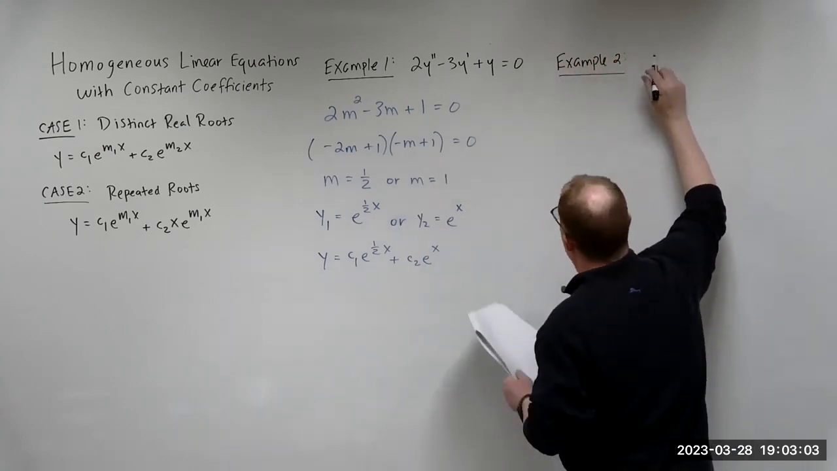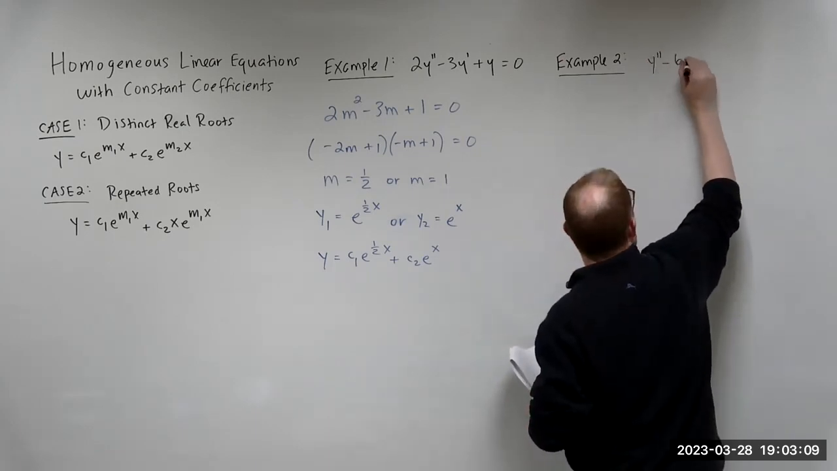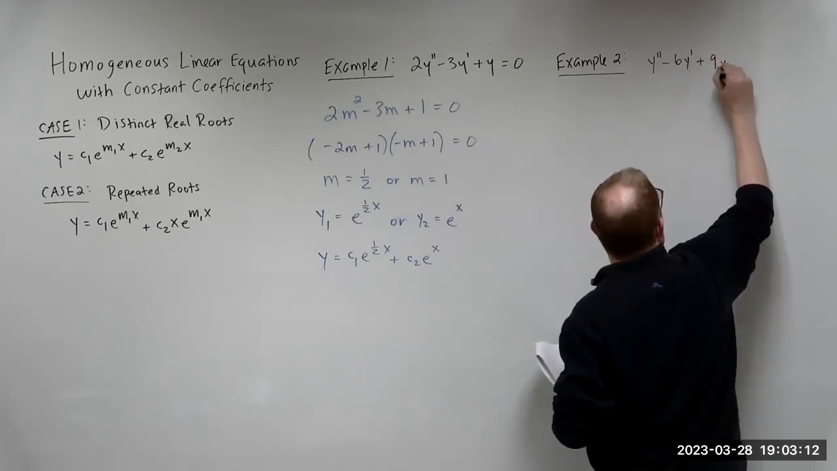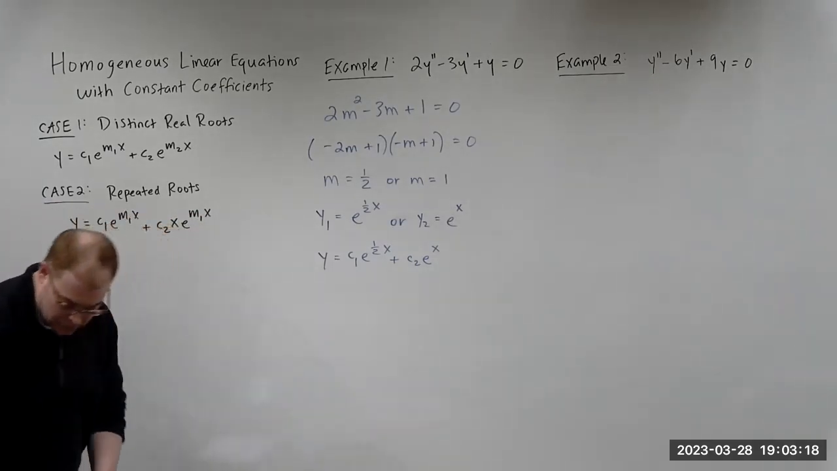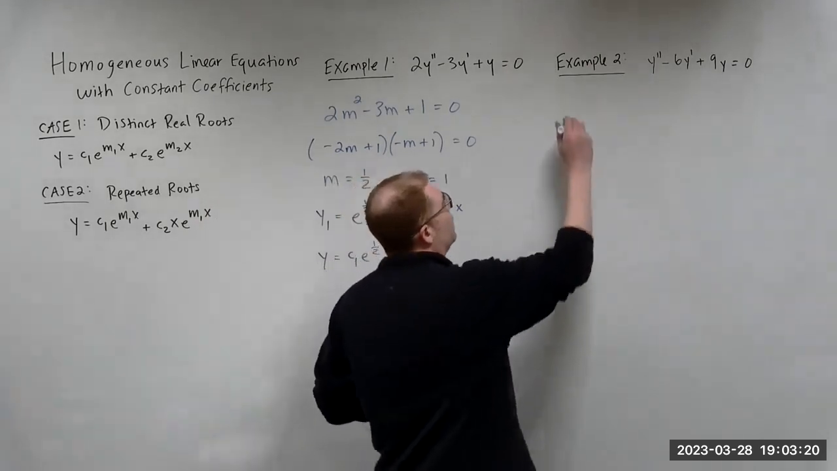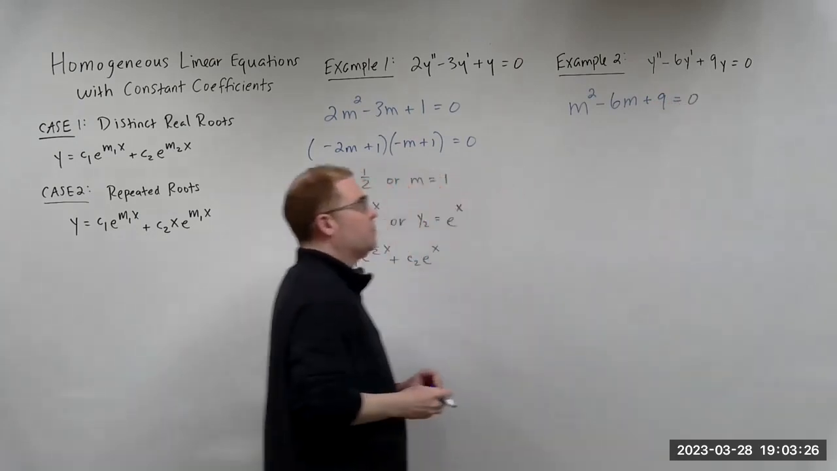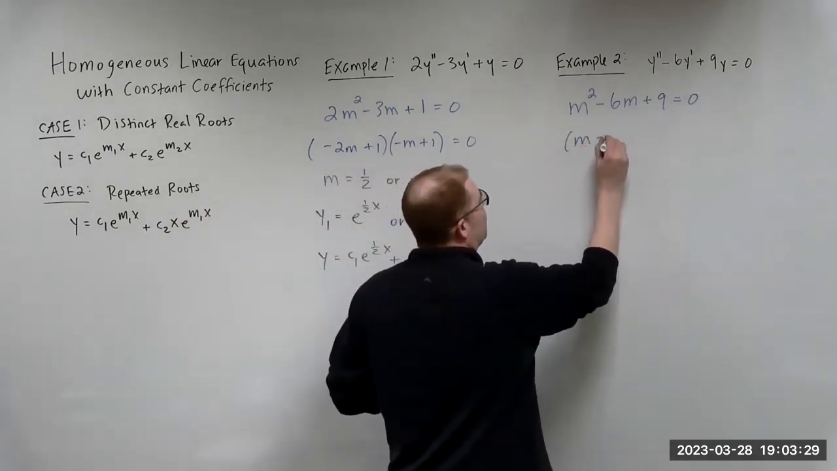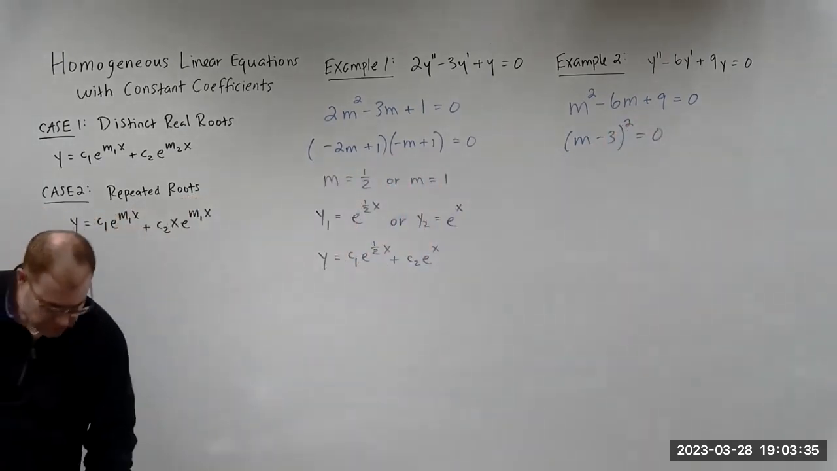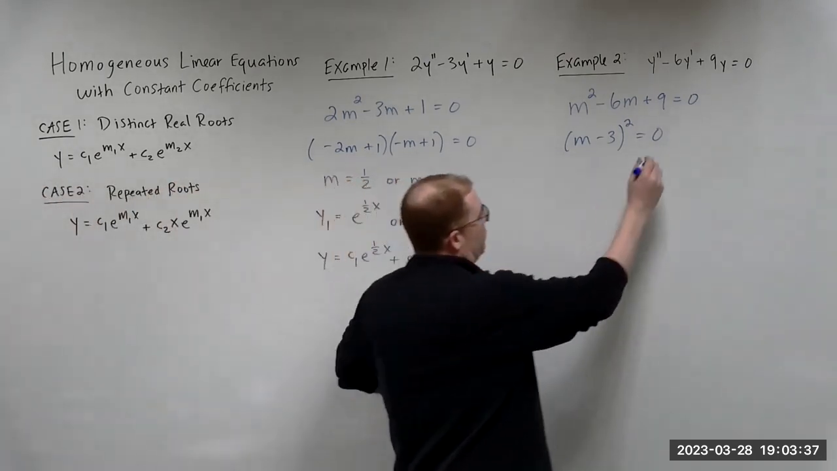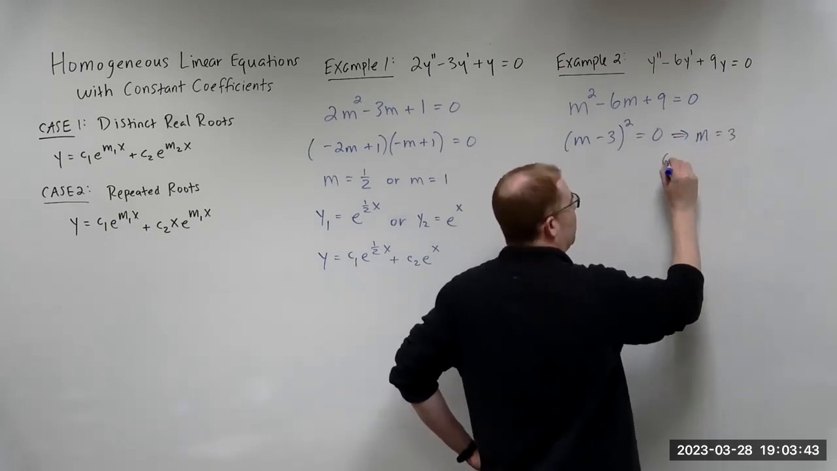All right, so let's say we want to solve y double prime minus 6y prime plus 9y. Again, we can formulate our characteristic equation. That is going to be m squared minus 6m plus 9, and so that becomes (m minus 3) squared equals 0. From here, we have a double root, so m equals 3 with multiplicity of 2.